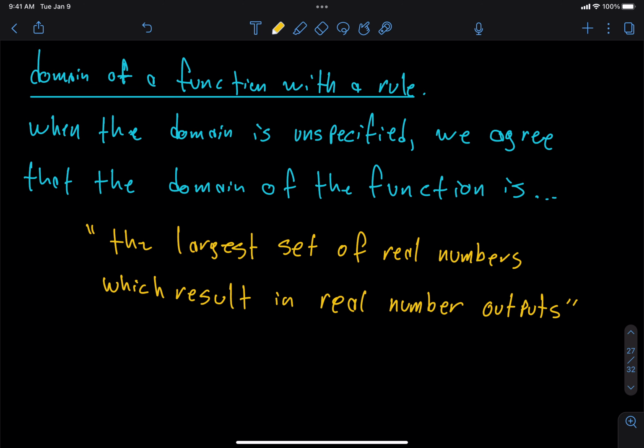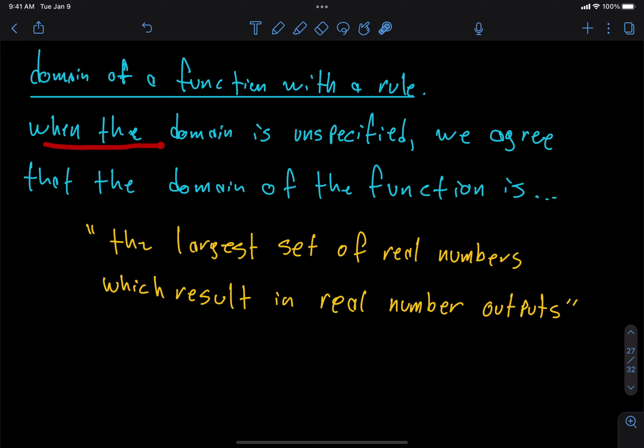I say it's a little more complicated because every time I teach this class, and also every time I teach 141 or 142 or 122, I have a lot of students who struggle with understanding how to determine the domain of a function with a rule. Okay, what is the domain of a function with a rule? This is probably the most important part of today's lecture.